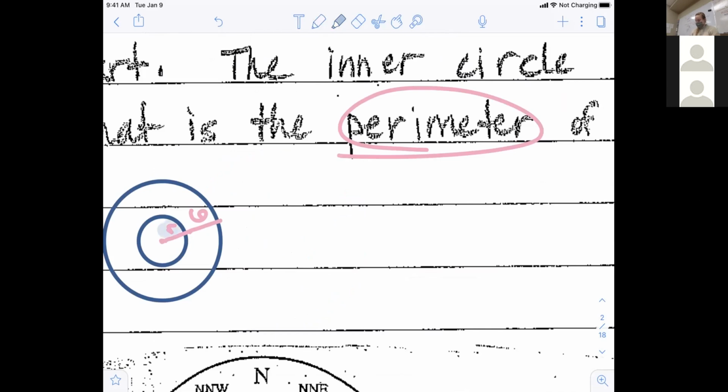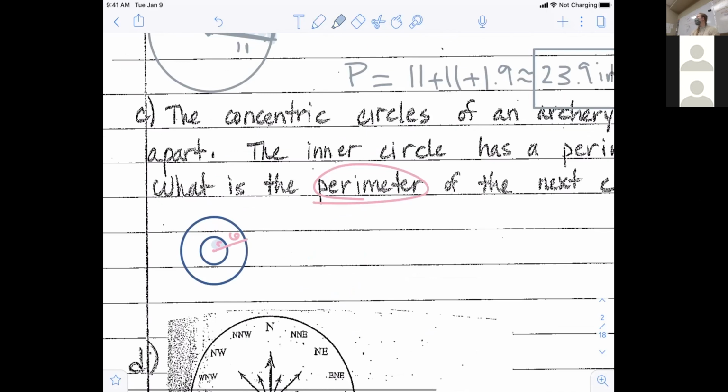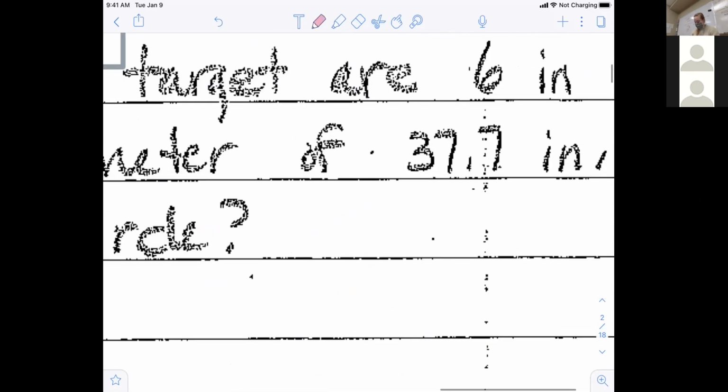In this case, I'm using the word perimeter and it says the inner circle has a perimeter of 37.7. What's another word I could use for perimeter here? Circumference. Circumference is the word that we use for circles. Perimeter just means the way all the way around any item, but circumference is a special word we use for circles. Does anyone remember how to find the circumference? Circumference equals what times what times what?